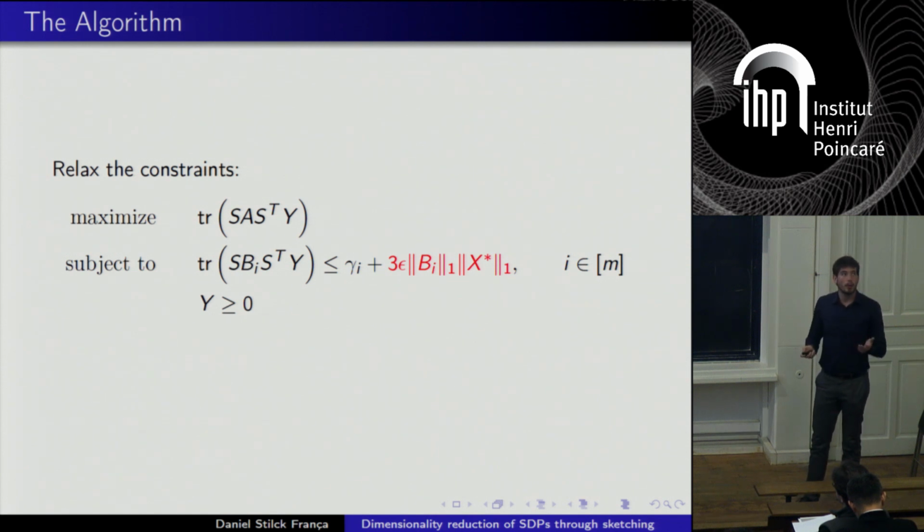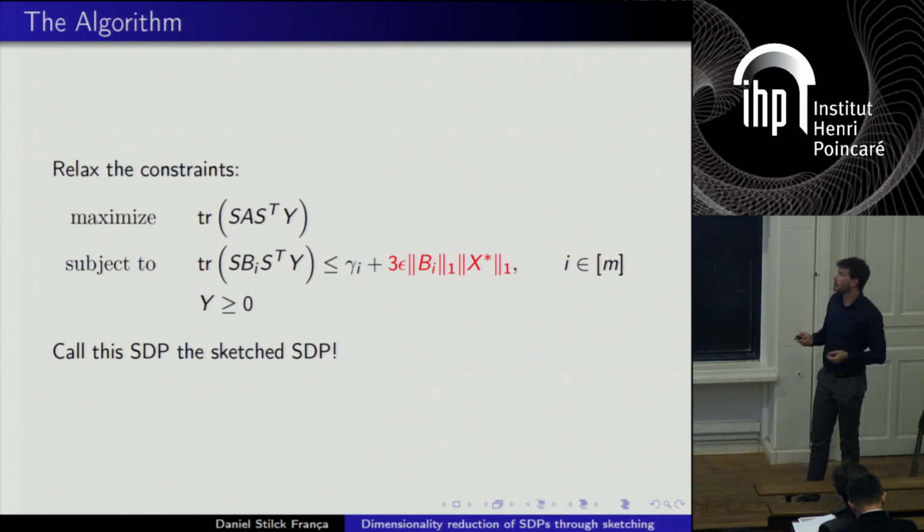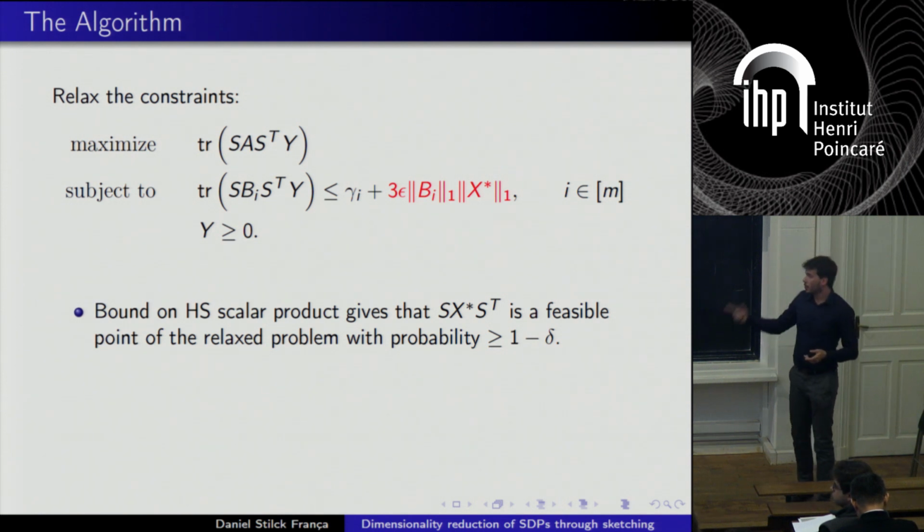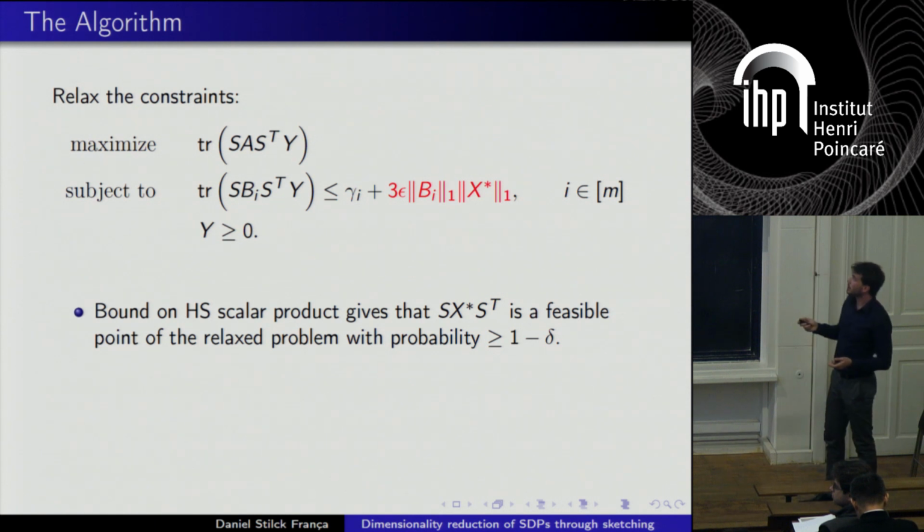Why do we do that? Well, you will call this now the sketched SDP. You will solve this, and this will now allow us to say something about the value of your original SDP. Why is that? Because of that inequality we just proved, by relaxing our constraints by this much, which is exactly what was our error term over there, our optimal point S x star S transpose is now feasible with probability at least 1 minus delta as we relax the constraints.